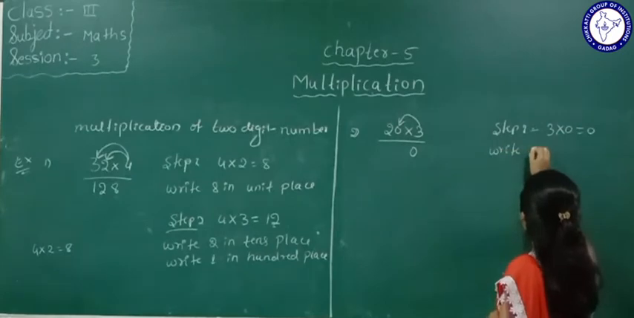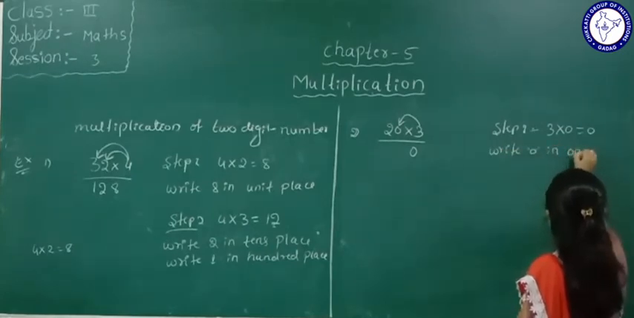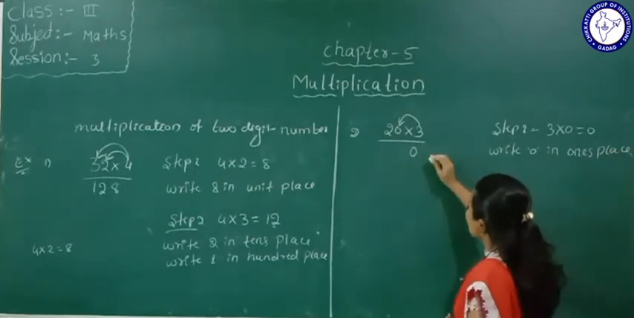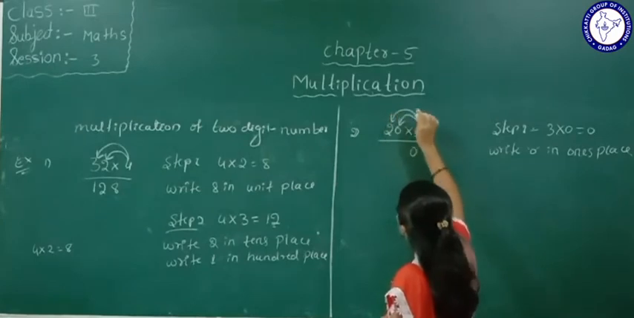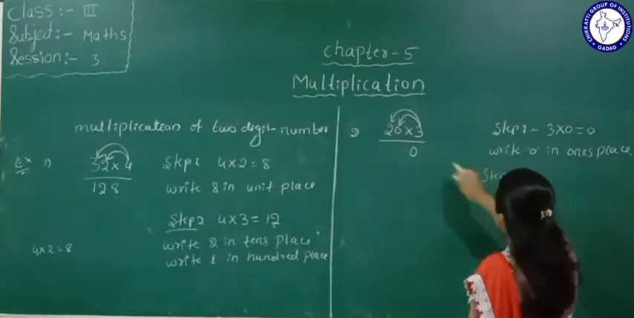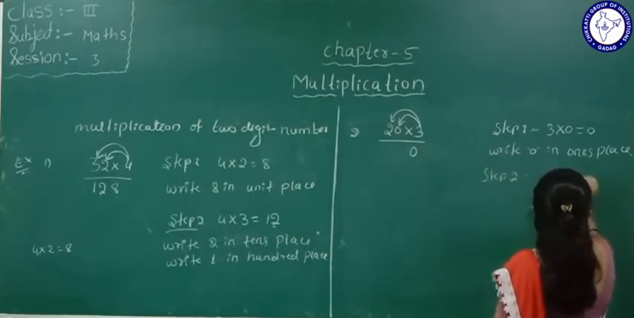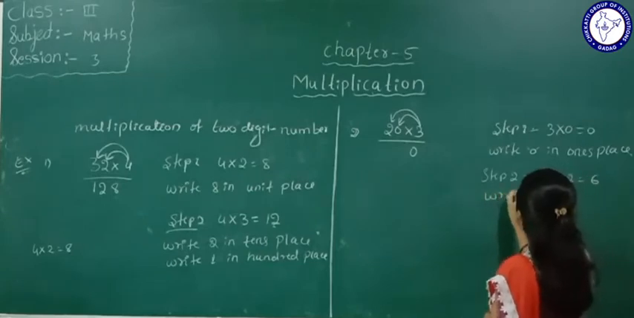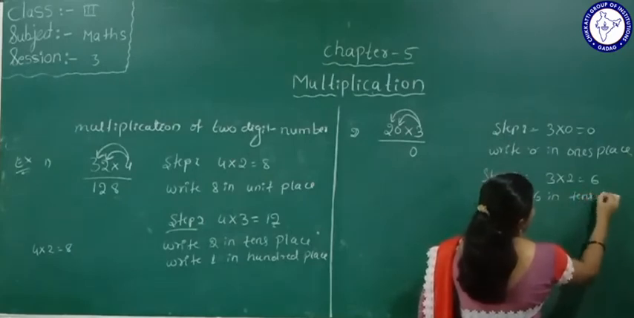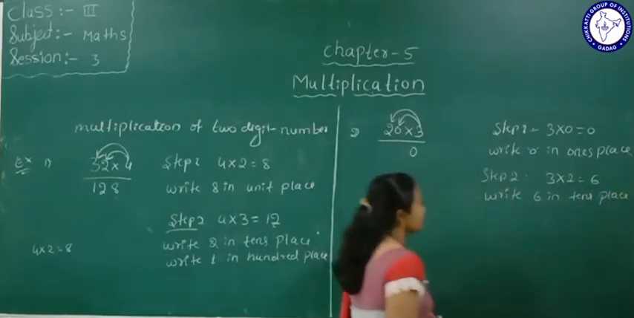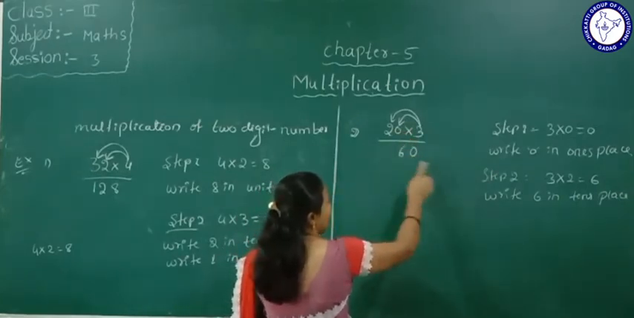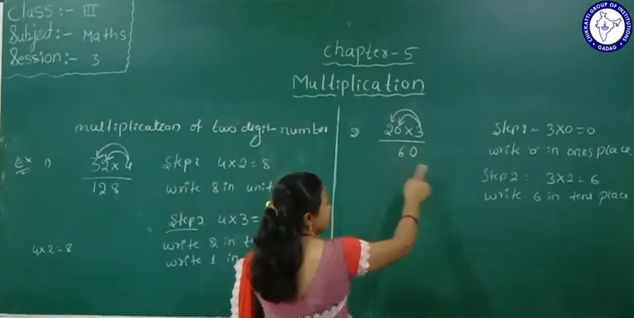Write 0 in ones place. I'll write now here, ones place. Next, 3 is multiplying the next number, that is 2. Step 2: 3 into 2 is equal to 6. Write 6 in tens place. So here 3 2s are 6. So 0 is ones place or unit place, 6 is tens place.